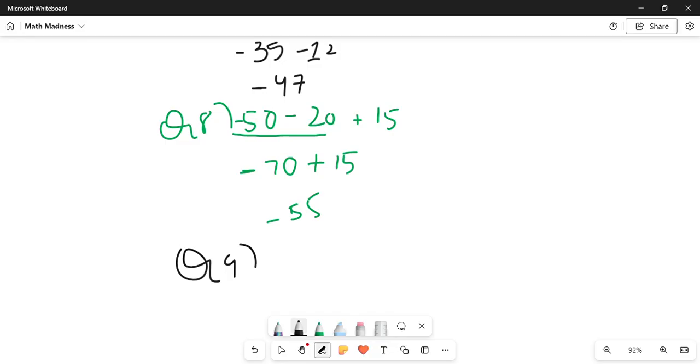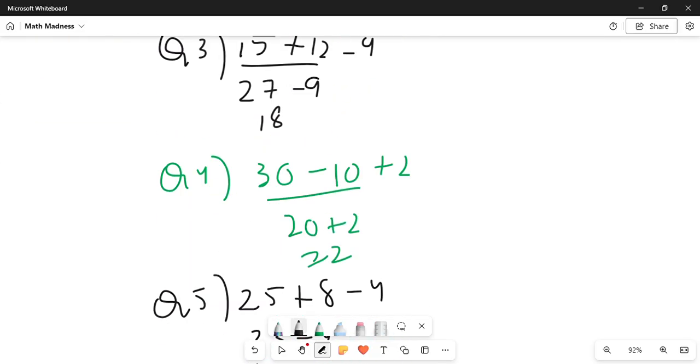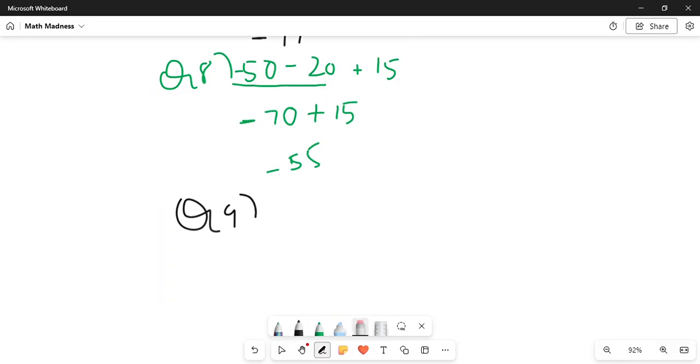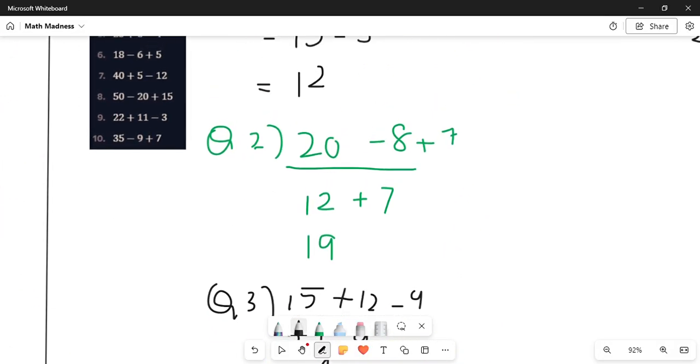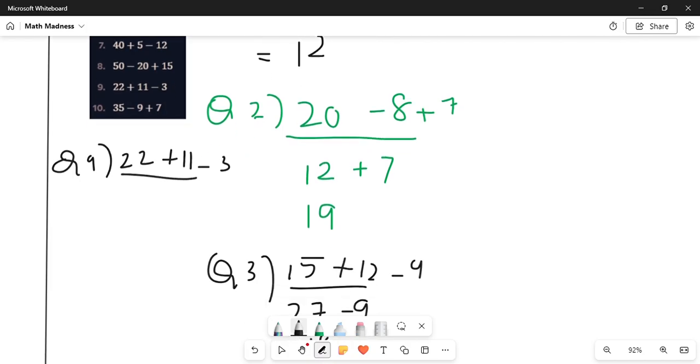Question number 9. Let's just keep the questions the same now. So question number 9 is 22 plus 11 minus 3. First, this part, 22 plus 11 gives us 33, minus 3, it gives us 30. And again, the last question, question number 10, 35 minus 9 plus 7.